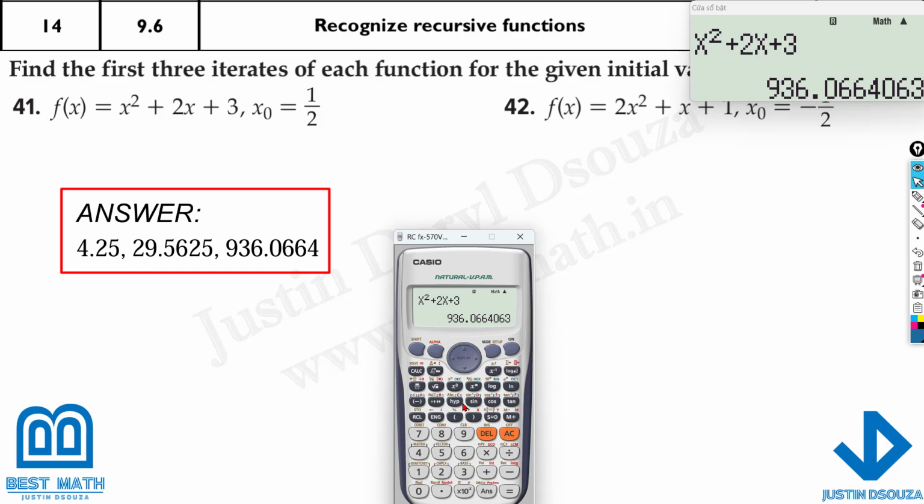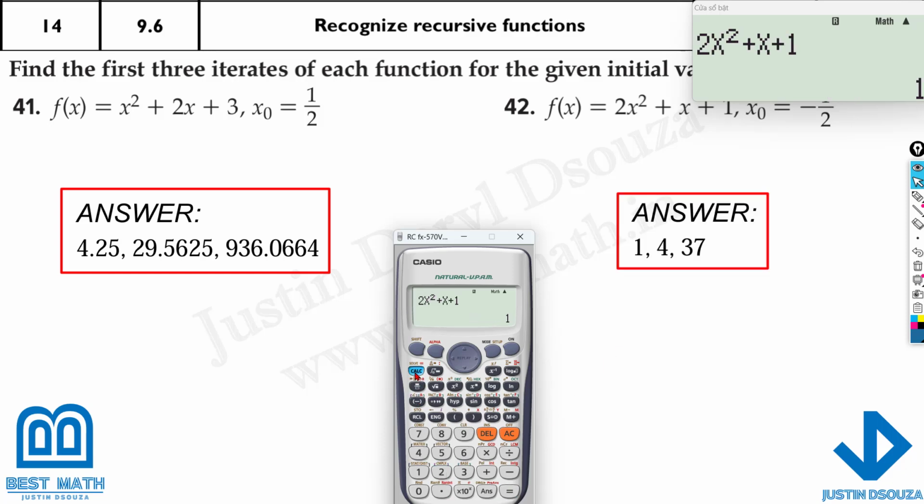Just put the answer. Now here as well, 2x squared plus x plus 1. Now the initial value over here is negative half. So what I'm going to do is calculate it at minus 1 divided by 2. You can use this symbol as well. And here we go, it's 1. Now calculate, 1 is a simple one to write, but you can write answer. That means answer is 1. So next one is 4. Now again, calculate at answer. That's 37. If there are more iterations, just continue the same procedure. See, these are the next iterations. You can see as it goes on, it becomes a huge number.